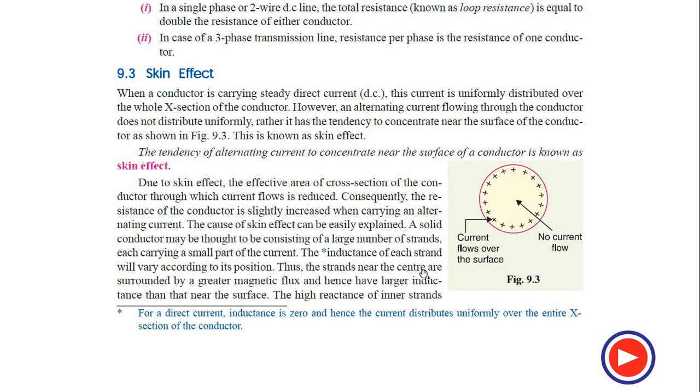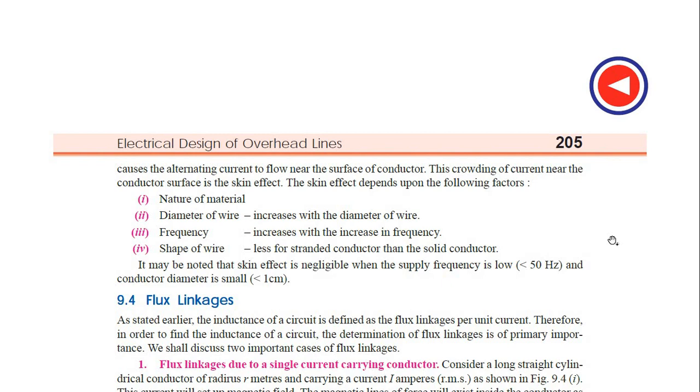Thus the strands near the center are surrounded by greater magnetic flux and hence have larger inductance than those near the surface. The high reactance of inner strands causes the alternating current to flow near the surface of the conductor. This crowding of current near the conductor surface is the skin effect.